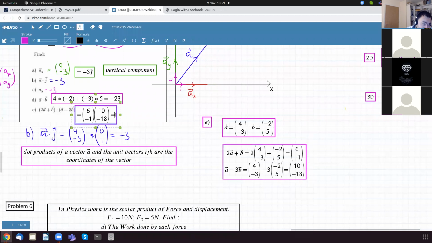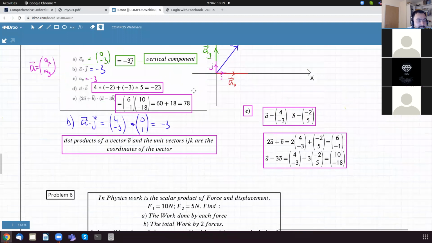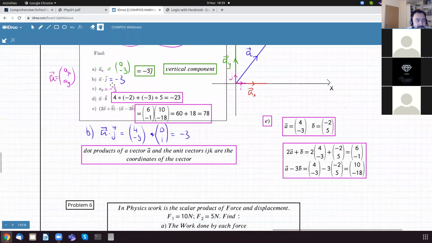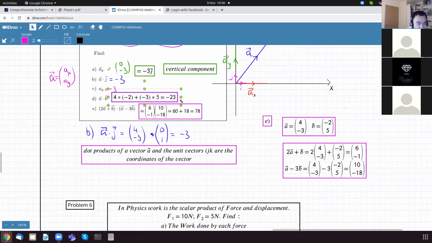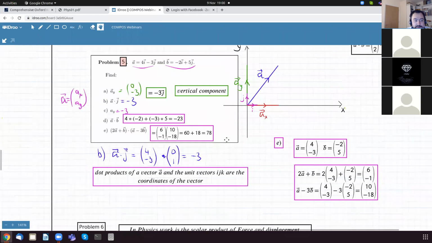Coming back here, 6 times 10 is 60, plus minus 1 times minus 18, which is 18, which is 78. So the scalar product is a scalar. It shouldn't surprise you. A scalar product is a number. Straightforward. Okay.